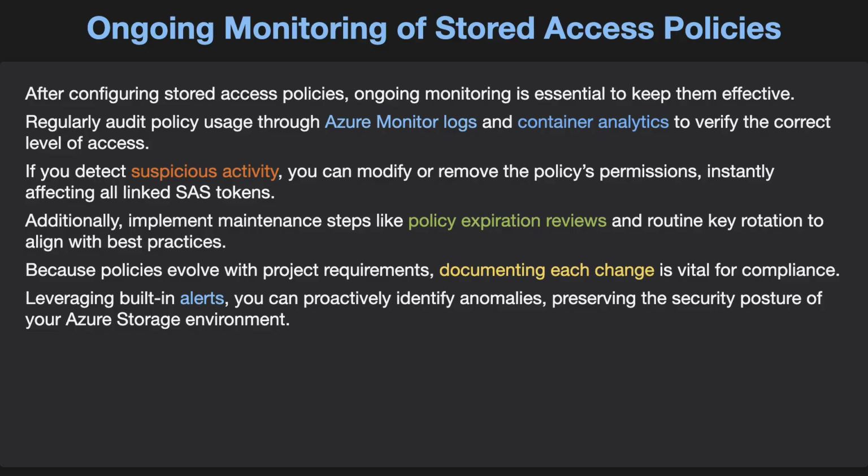After configuring stored access policies, ongoing monitoring is essential to keep them effective. Regularly audit policy usage through Azure Monitor logs and container analytics to verify the correct level of access. If you detect suspicious activity, you can modify or remove the policy's permissions, instantly affecting all linked SAS tokens. Additionally, implement maintenance steps like policy expiration reviews and routine key rotation to align with best practices. Because policies evolve with project requirements, documenting each change is vital for compliance. Leveraging built-in alerts, you can proactively identify anomalies, preserving the security posture of your Azure storage environment.